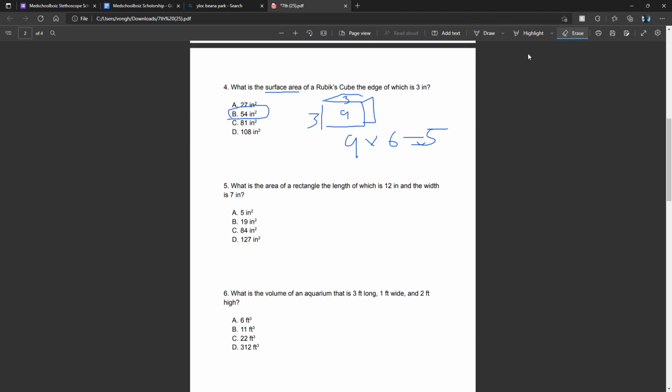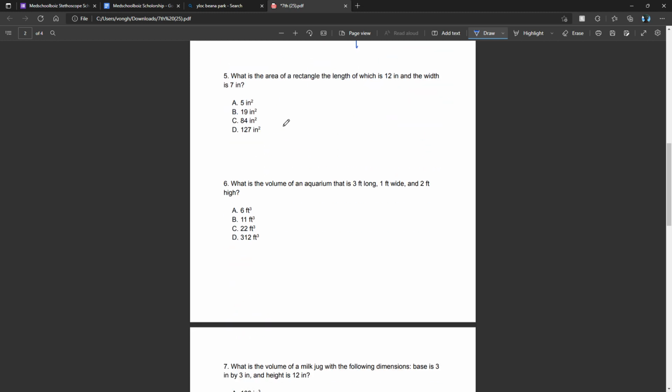Let me just redraw this because it looks ugly. So there we go. 5. What is the area of a rectangle with a length of 12 and the width of 7? This is pretty simple too, length times width, so that's 12 times 7, which equals 84, I believe.